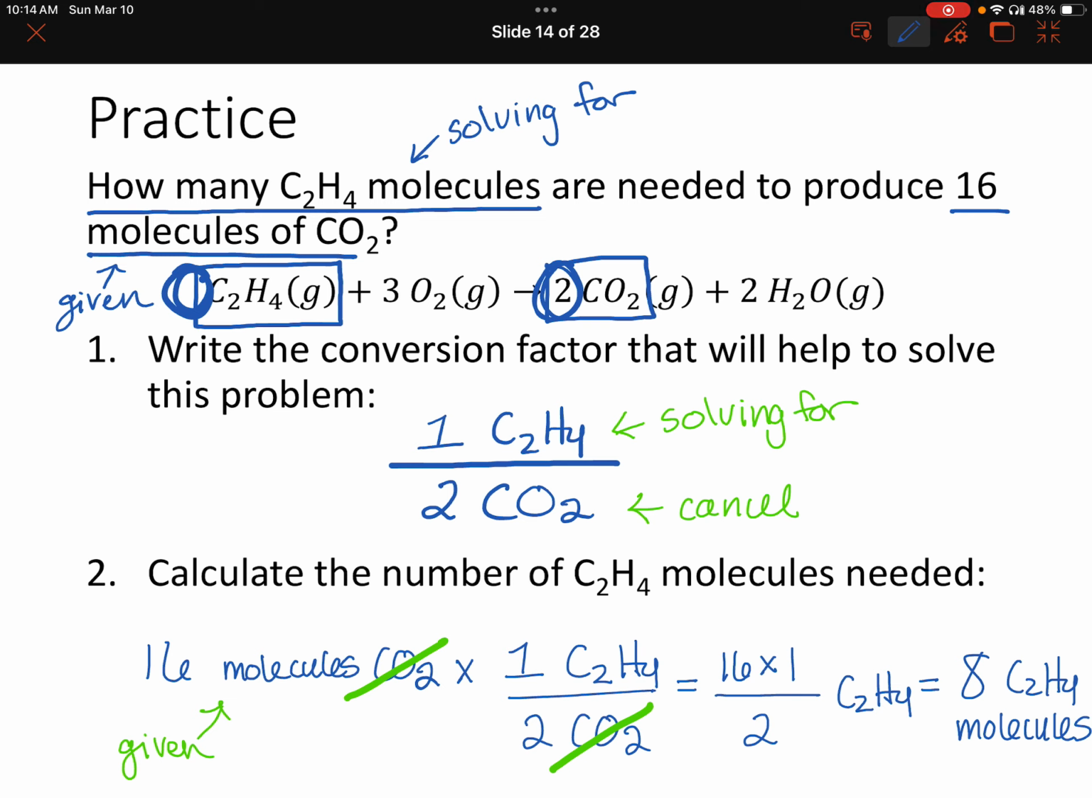All right, so we figured out that if we want to make 16 molecules of CO2, we need 8 molecules of C2H4 to start. And that makes sense, right? If we look at the ratio between those two molecules, it's 1 to 2. So if we form 2 molecules of CO2 for every 1 molecule of C2H4, it makes sense that if we need 16 molecules of CO2, we're just scaling everything up, right? So that means we need 8 molecules of C2H4.